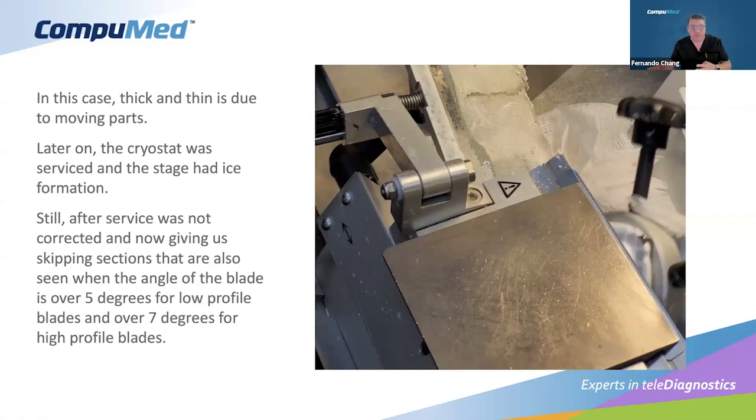High profile blades need a little more angle, maybe 6 or 7. Low profile blades, we prefer at 5 or 6. Okay, this is something important to note as well. If you're cutting with a low profile or a high profile blade, in this case, we usually use low profile. We like that.